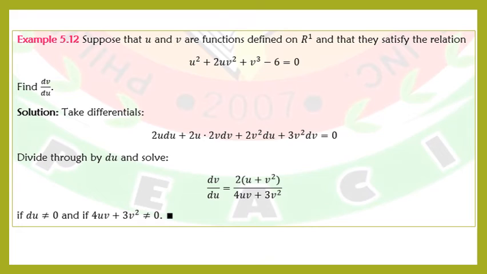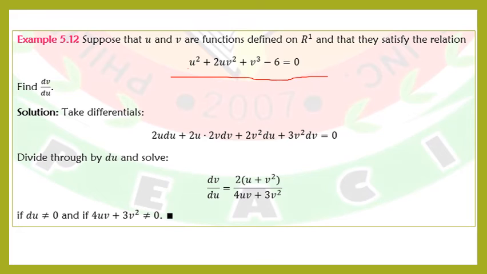Another example class dun sa differential notation: suppose that u and v are functions defined on R and that they satisfy the relation u squared plus 2uv squared plus v cubed minus 6 equals 0. So find the dv over du. So take differentials both sides.